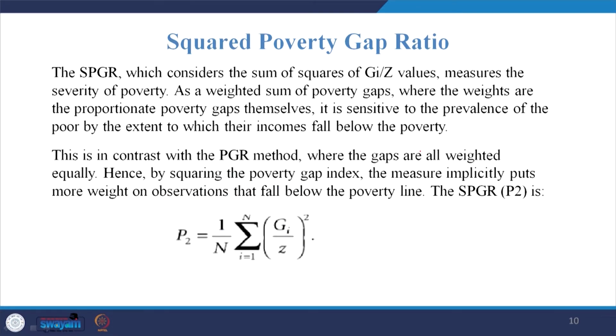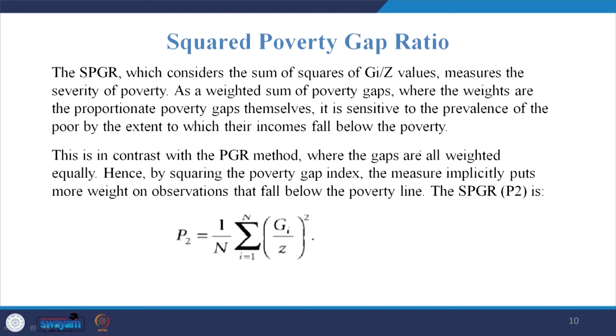Then the third method of measuring poverty is the square poverty gap ratio. Square poverty gap ratio is actually an improvement over the poverty gap ratio. It considers the sum of squares of Gi divided by Z. So, this is the ratio of gap to poverty line values, and it measures the severity of poverty. How severe the poverty is, how serious the poverty is, that is measured by the square poverty gap ratio.